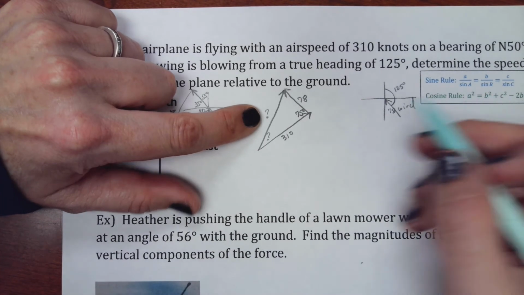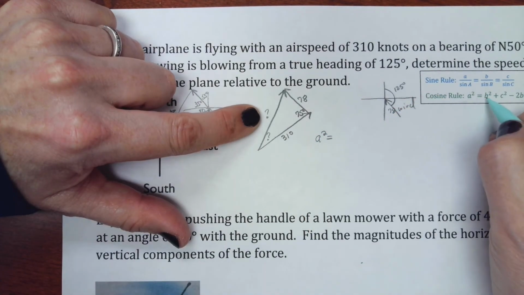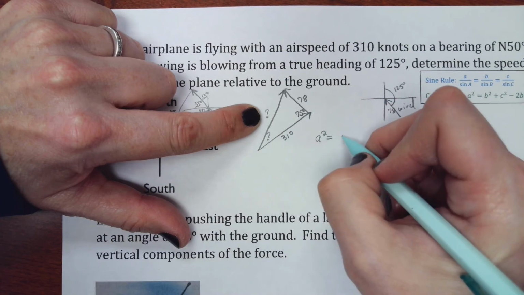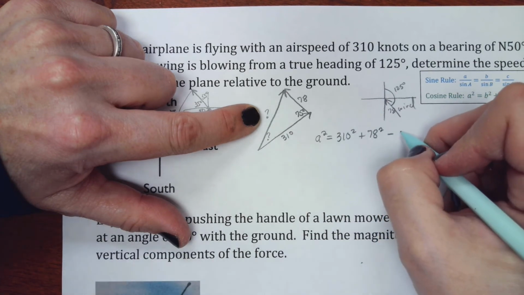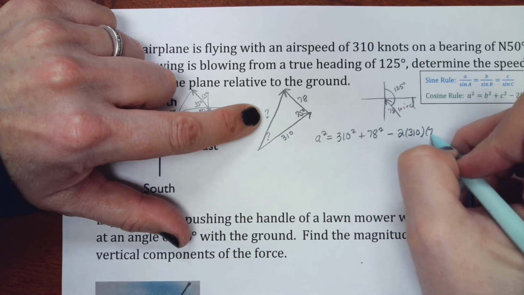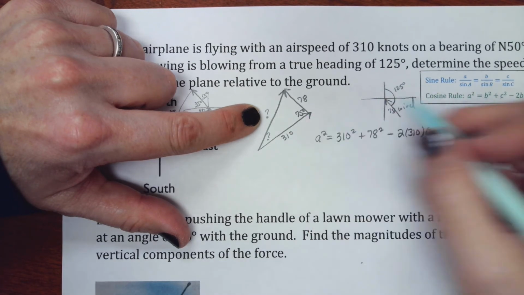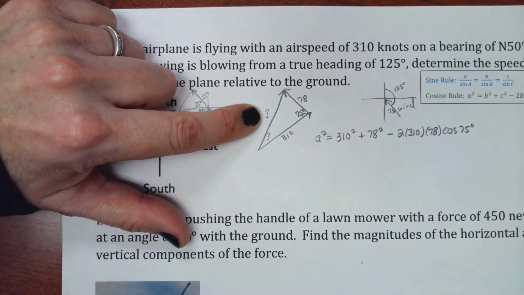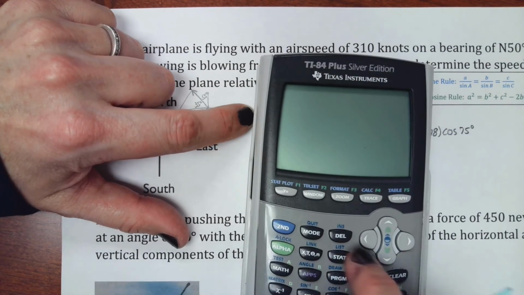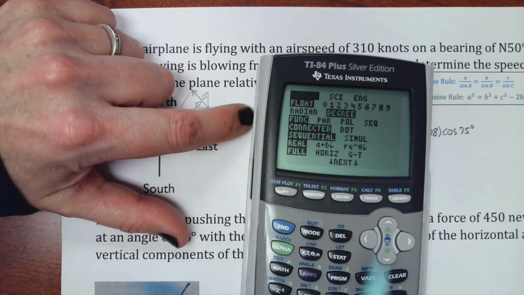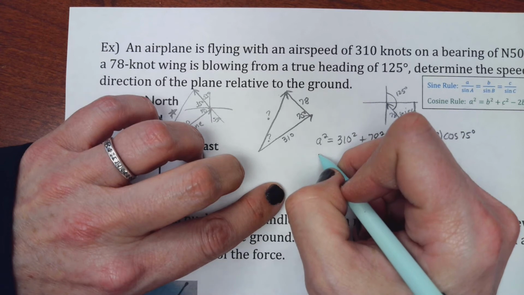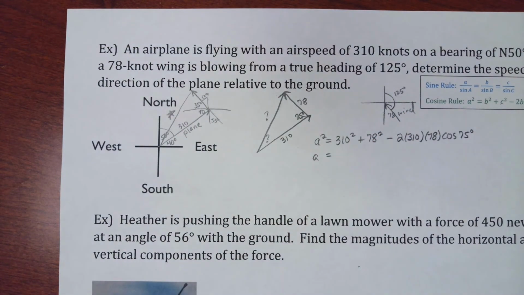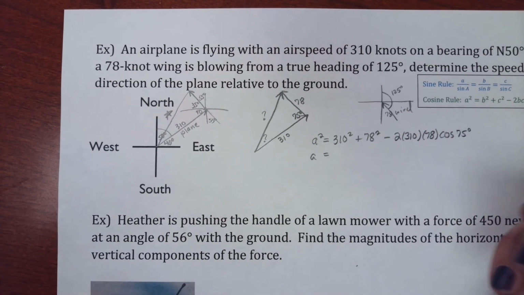This is going to be my A. So A squared equals the other two sides, which I do know: 310 squared plus 78 squared minus 2 times 310 times 78 cosine of the angle 75. Make sure your calculator is in degree mode. You stick that in there and solve for A. Do the square root to get A, and you will get that A equals 299.4.